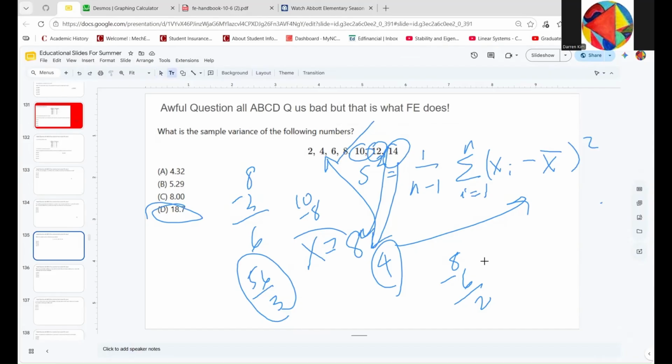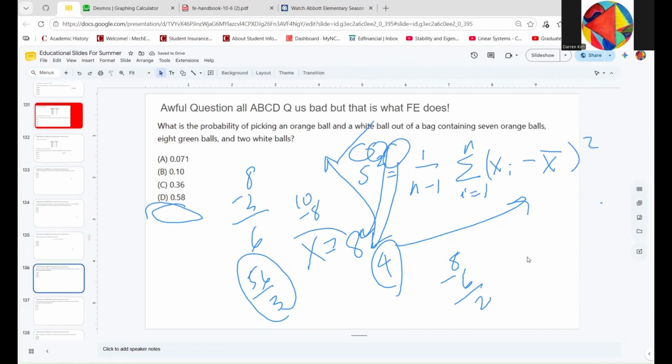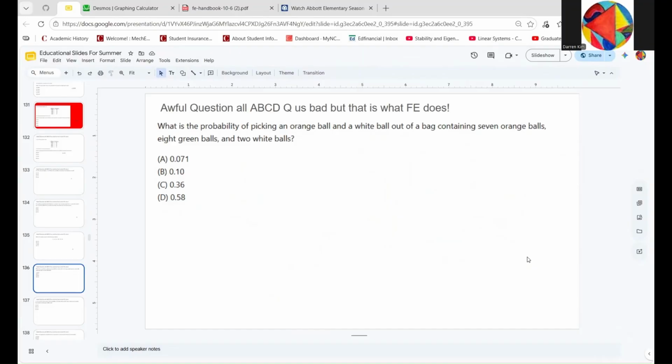Okay, so now we put that in here to say D. Also, bubble in your answers correctly. I mean, look at that, I could have bubbled it wrong and fudged the numbers there. Okay, what's next? The probability of picking the orange ball and the white ball out of the bag.